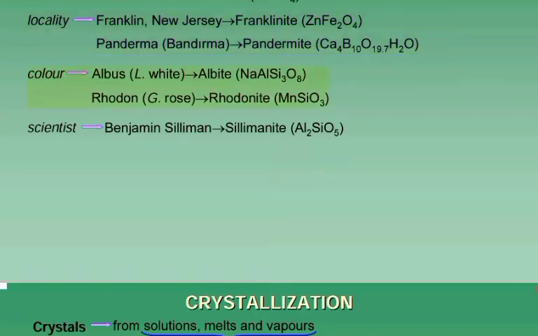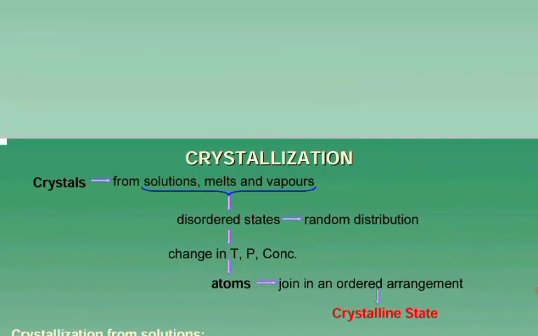Color: albus, Latin for white, albite, NaAlSi3O8. Rose, rhodonite, MnSiO3. Scientist: Benjamin Silliman, sillimanite, Al2SiO5.